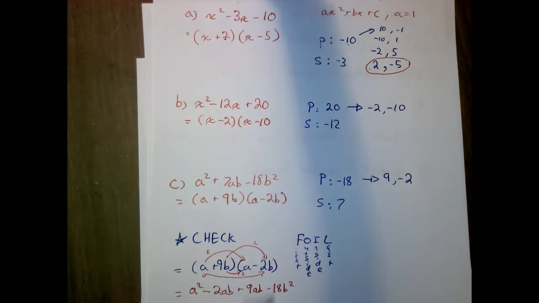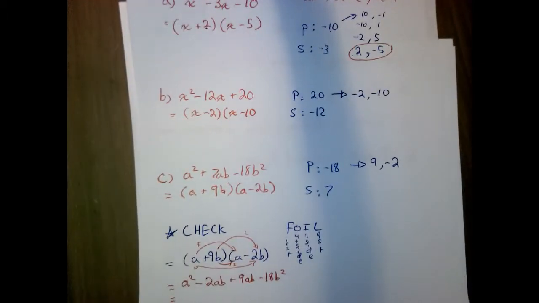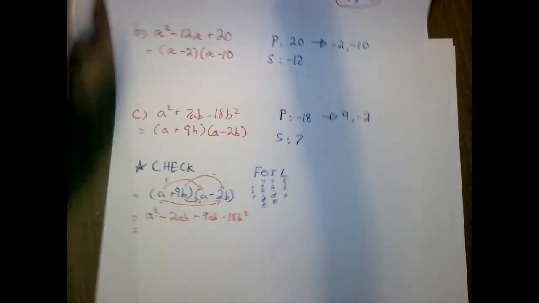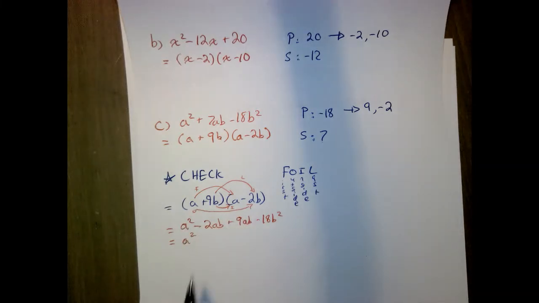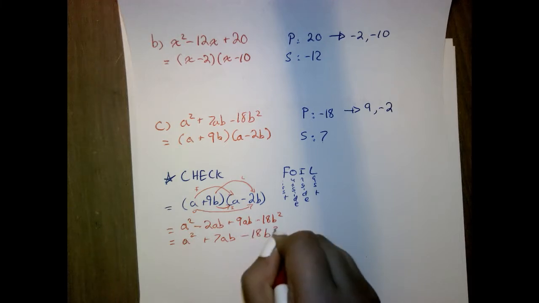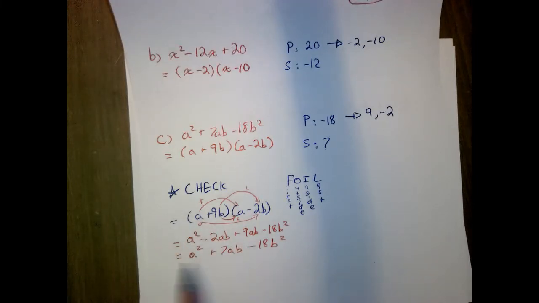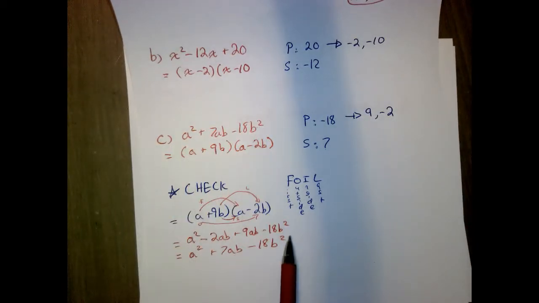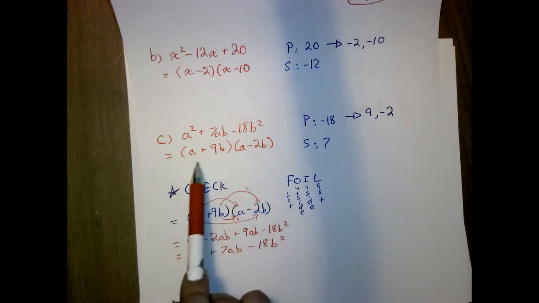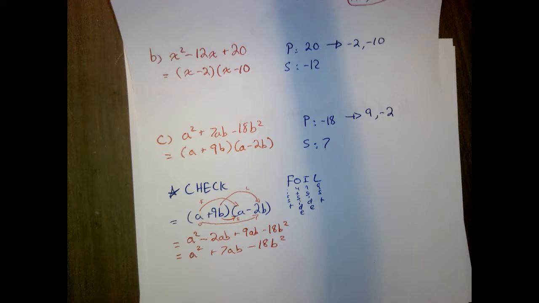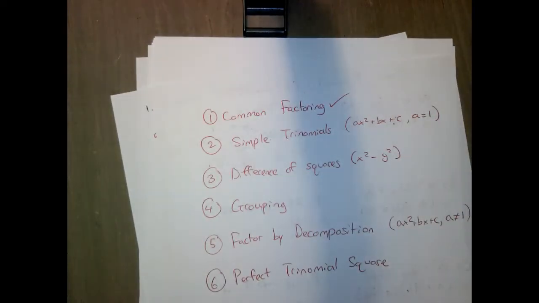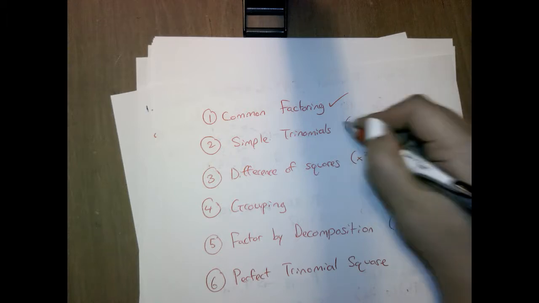And then when I combine my like terms, I get a squared plus 7ab minus 18b squared. So we can see from my check that my expanded form is the same as my original trinomial form. So I do know that this is, in fact, the factored form of this trinomial. Okay, so far we've looked at common factoring, check. We've looked at simple trinomials, check.